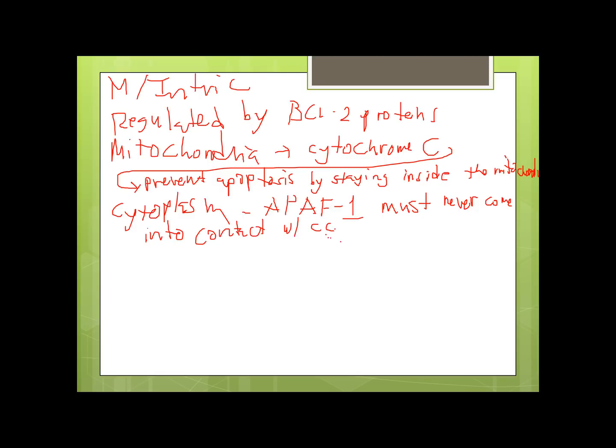Let me repeat, class. Your mitochondrial pathway or your intrinsic pathway is regulated by BCL2 proteins. Understand also that inside the mitochondria, there is the substance cytochrome C, which prevents apoptosis by staying inside the mitochondria. And understand also that inside the cytoplasm, there is a substance known as your APAF1, or apoptosis activating factor 1, which must never come into contact with cytochrome C.